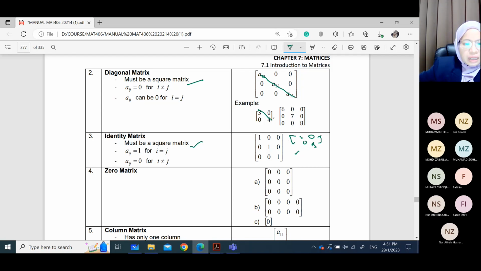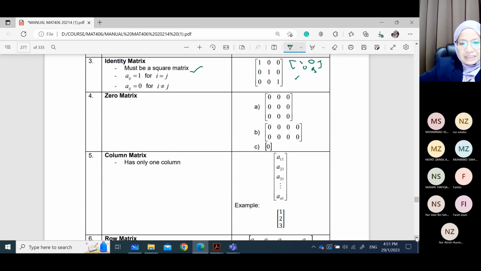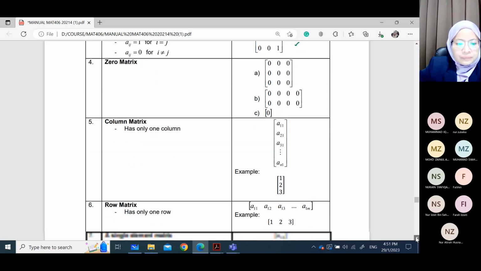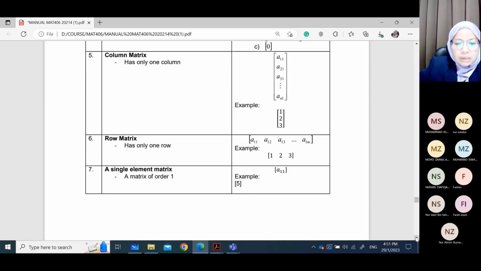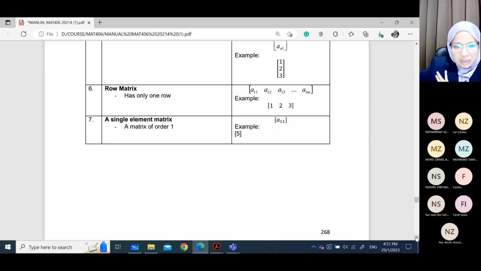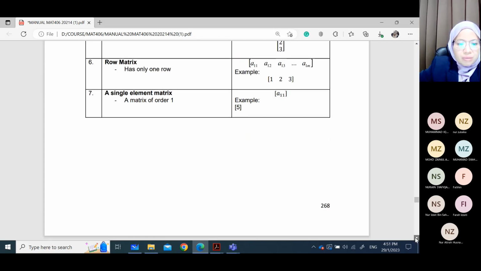Okay. Next we have a zero matrix. So zero matrix, the entries are all zeros. Mudah. Okay, semua kosong kita panggil sebagai zero matrix. And then we have column matrix. It has only one column. Row matrix has only one row. And a single element matrix, kita ada a matrix of order 1. Ada satu saja entry dia. Itu adalah single element matrix. For example, matrix for 5. So kita ada satu saja element ataupun entry iaitu number 5. Itu adalah single element matrix.